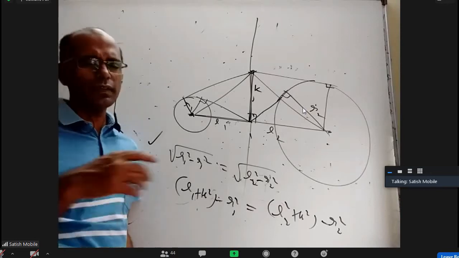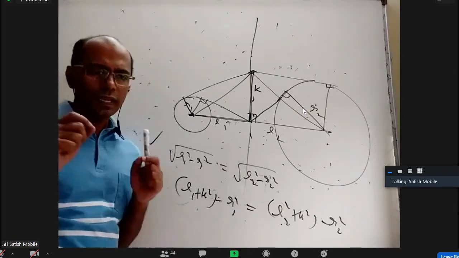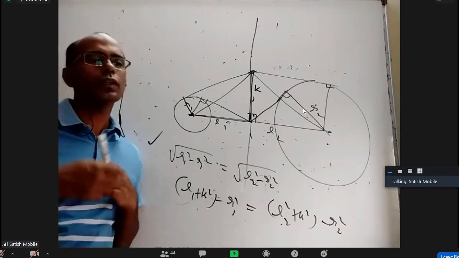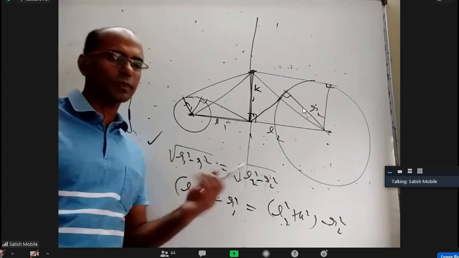Okay. But anyway, just a standard point: the line joining centers is perpendicular to the radical axis in all the cases. Just by slopes, you can prove that.